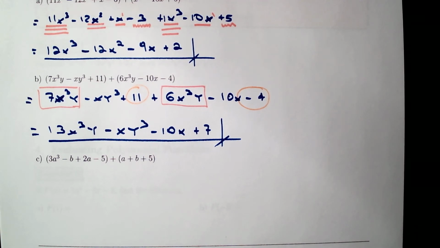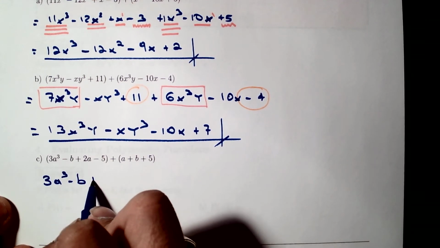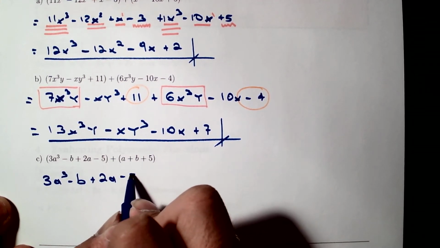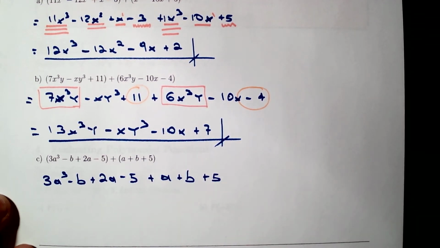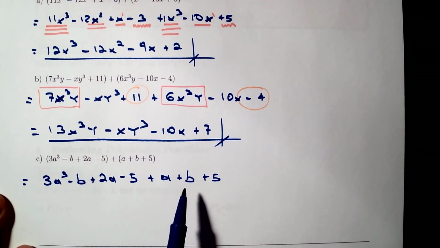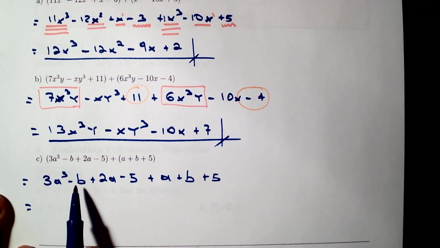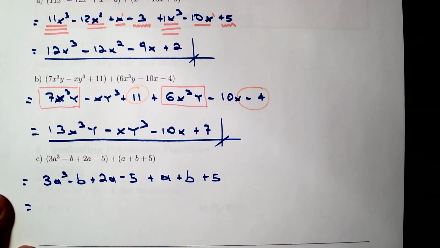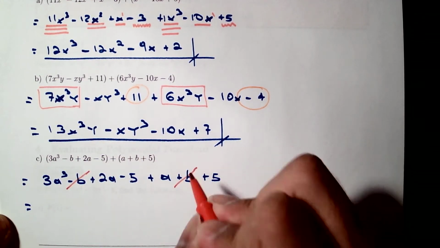So let's see what about it. Let's get rid of the parentheses first. 3a cubed minus b plus 2a minus 5 plus a plus b plus 5. Okay, so let's see. We have a cubed. We don't have any other a cubes, so this one is going to be about it. Now look at the b's. We have negative b and positive b. In this case, the b's are going to get cancelled.